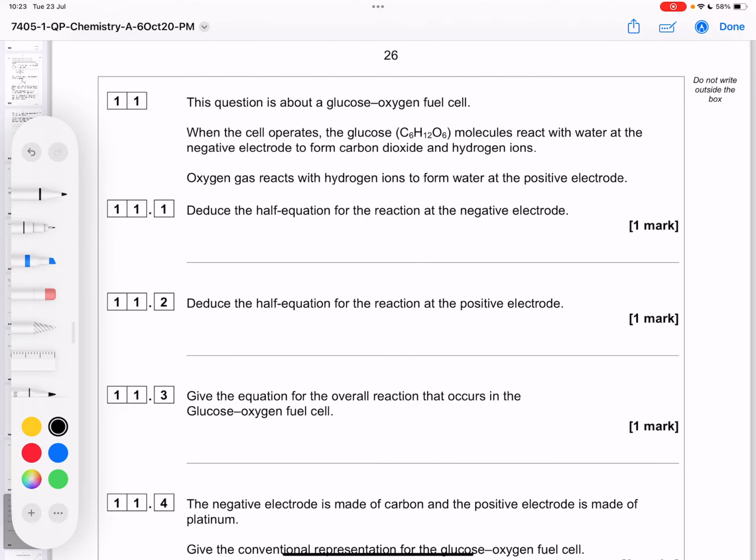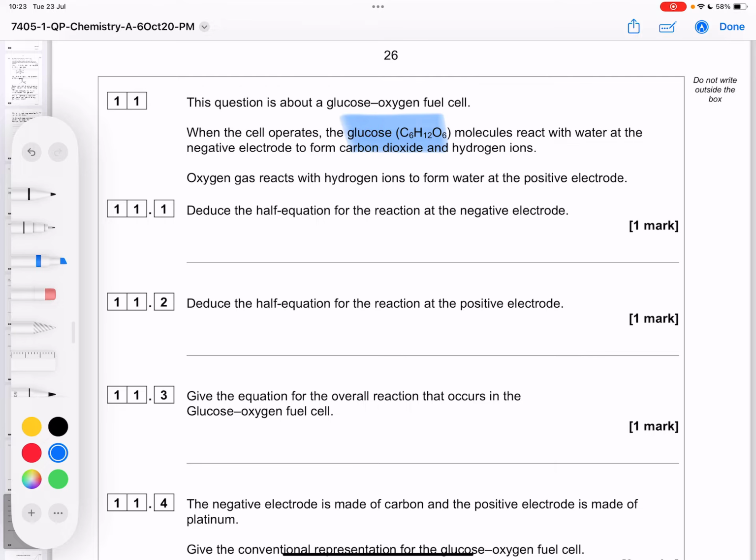This question is about a glucose-oxygen fuel cell. When the cell operates, the glucose molecules react with water at the negative electrode to form carbon dioxide and hydrogen ions. Oxygen gas reacts with hydrogen ions to form water at the positive electrode. Deduce the half equation for the reaction at the negative electrode.